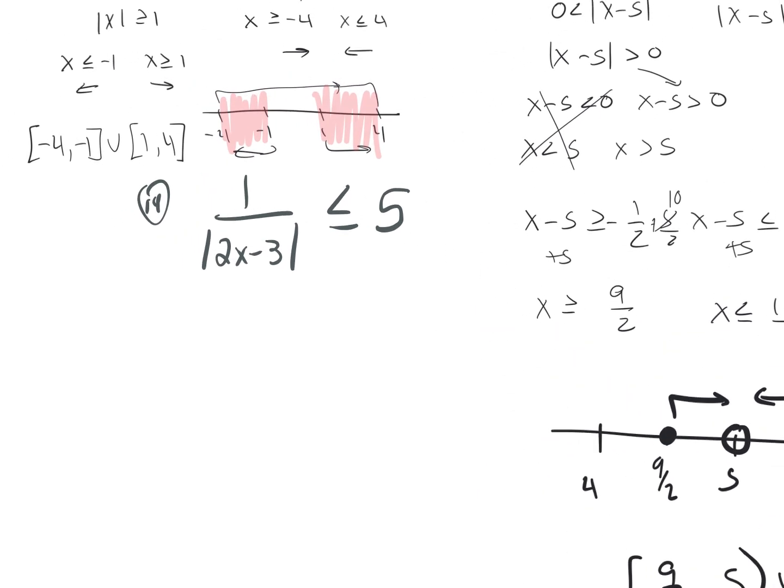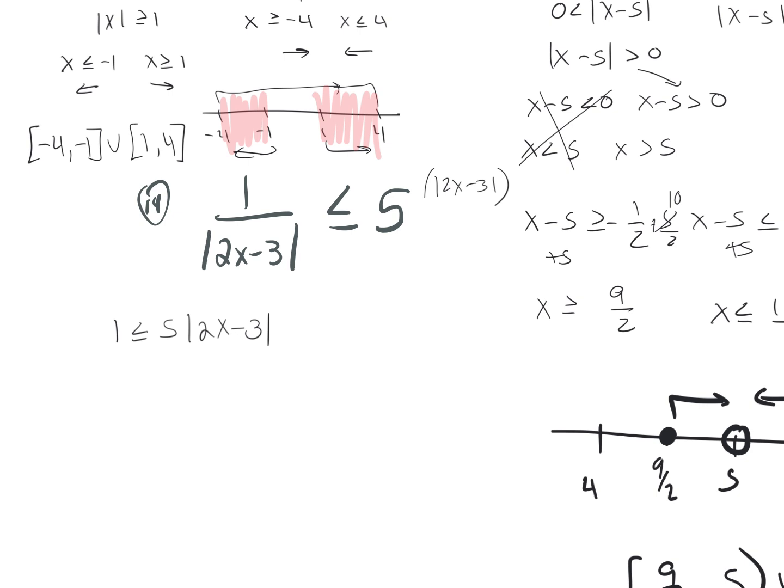So for 14, we have the absolute value at the bottom of the fraction. Now, that's fine. All you have to do is multiply by it. So times the absolute value of 2x minus 3. You do that to both sides, so that's going to cancel the denominator. So you're left with 1 is less than or equal to 5, and then times the absolute value. I'm just going to go ahead and write the absolute value of 2x minus 3.